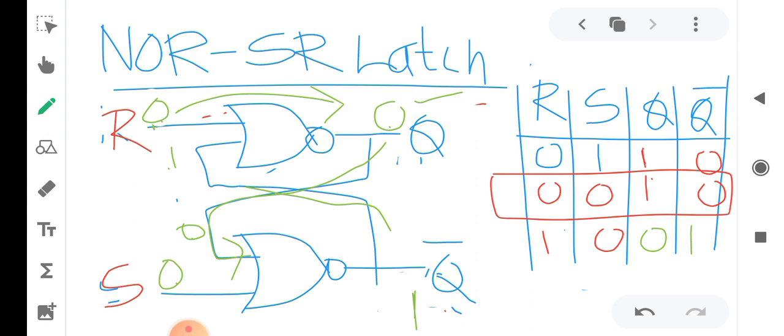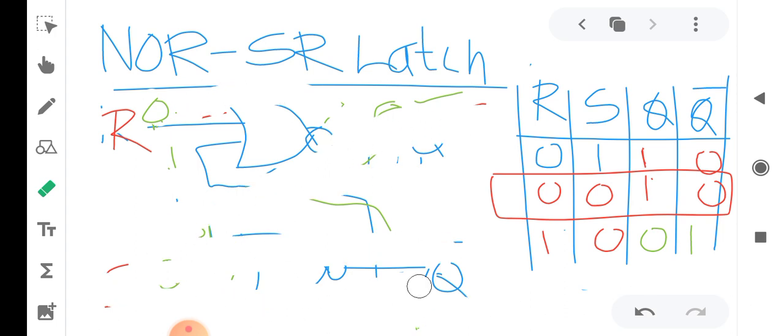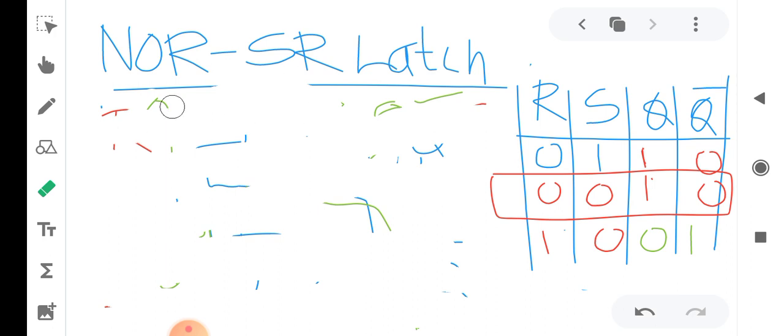Please be careful. I am not changing the Q complement Q value. This value will not be changing. I am just going through this one. See here, I will just rub once again and I will show you once again.